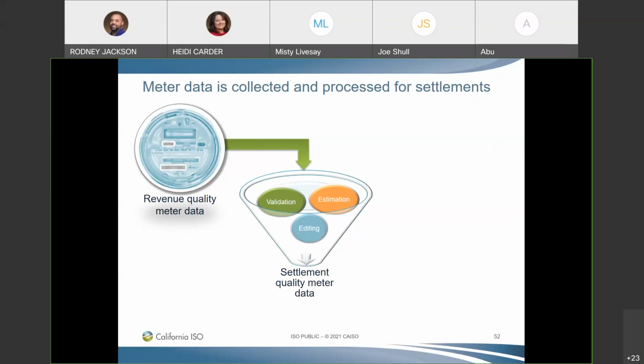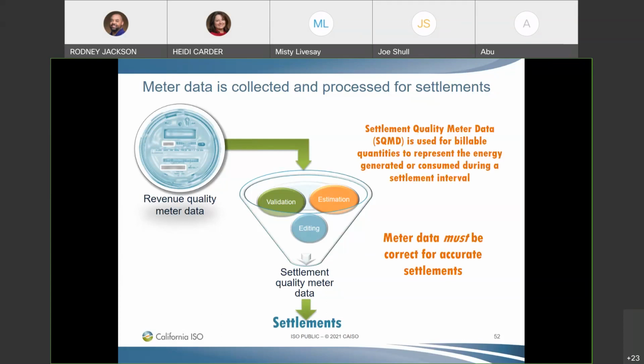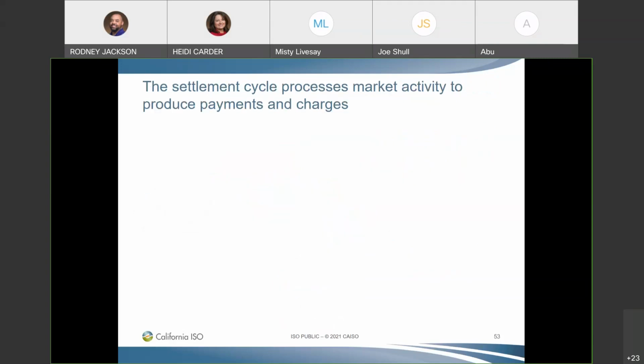Now, it is important for meter data to be accurate to ensure accurate settlement results. Therefore, a meter installation certification process by the ISO is authorized to manually inspect and initially go in and make sure that the meters are up to standard. Because again, the data must be correct, and we need the settlement quality data to make sure we have the most accurate information available. So now the settlement process: market activity produces payments and charges.